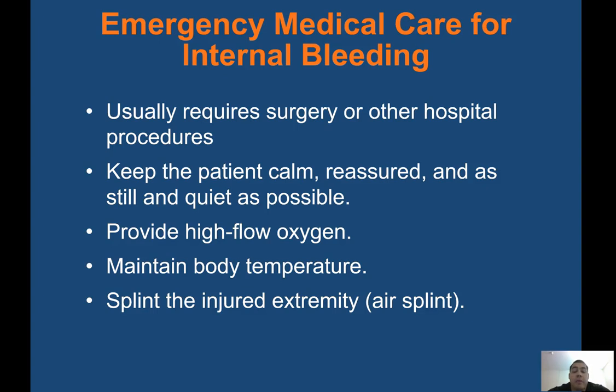So emergency medical care for internal bleeding usually requires surgery or other hospital procedures. Keep the patient calm, reassured, and as still and quiet as possible. Provide high flow oxygen. Maintain body temperature. Splint the injured extremity or air splint.